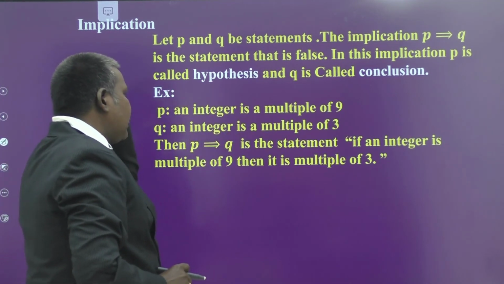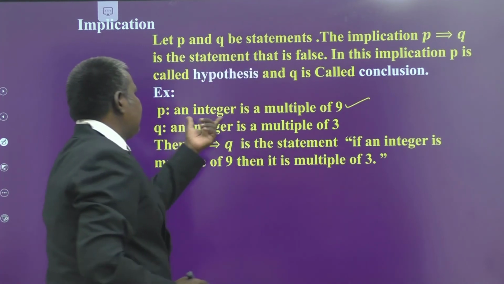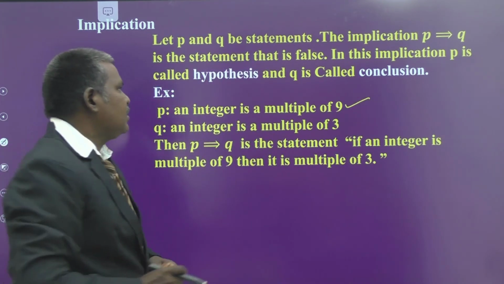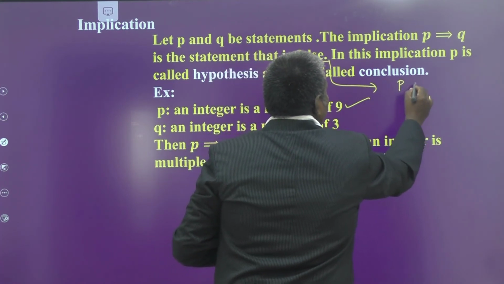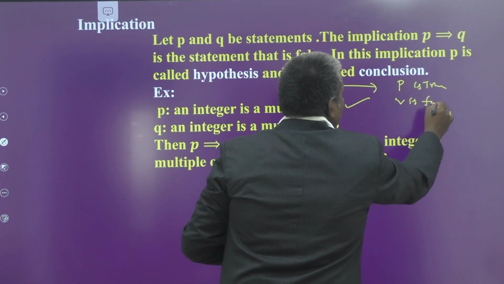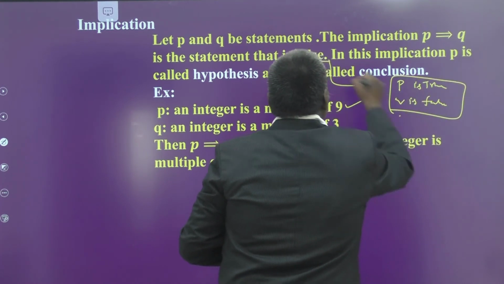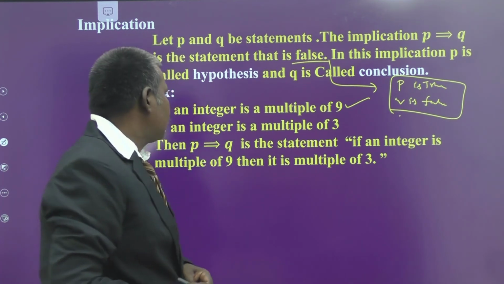P: an integer is a multiple of 9. This is my first statement. P is the first statement. See here, when P is true and Q is false, then only the statement is false. In other cases the statement is true.